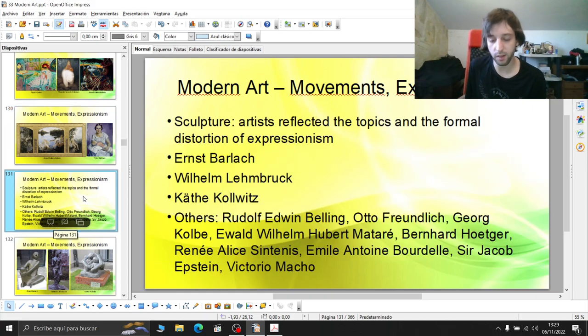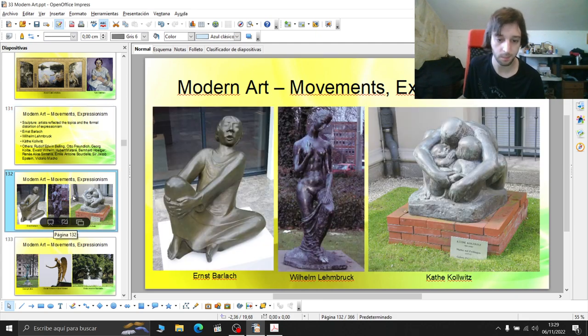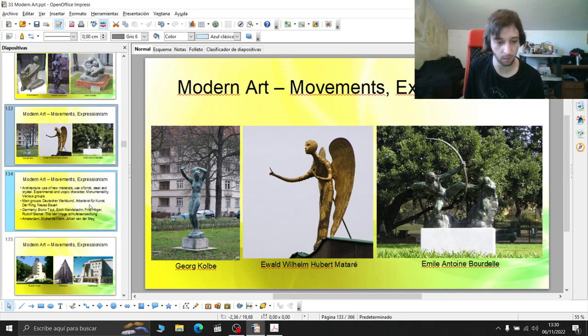Sculpture. Artists reflected the topic and the formal distortion of expressionism. Ernst Barlach, Wilhelm Lehmbruck, Käthe Kollwitz, and then others like Rudolf Belling, Otto Freundlich, Georg Kolbe, Ewald Mataré, Bernhard Hoetger, Renée Sintenis, Émile-Antoine Bourdelle, Sir Jacob Epstein, and Victorio Macho. As you see, there are a lot of artists. Here are examples of a few.